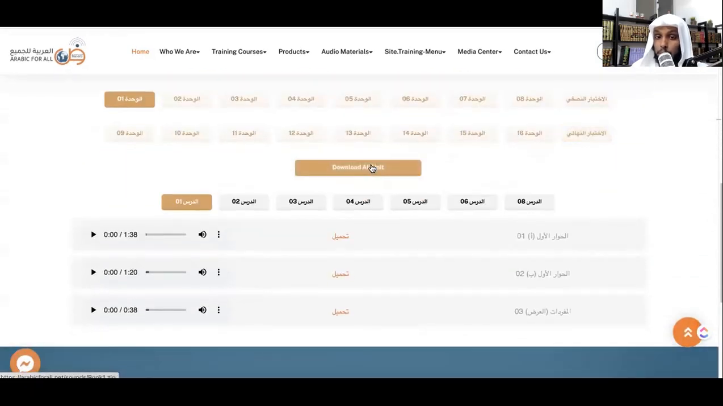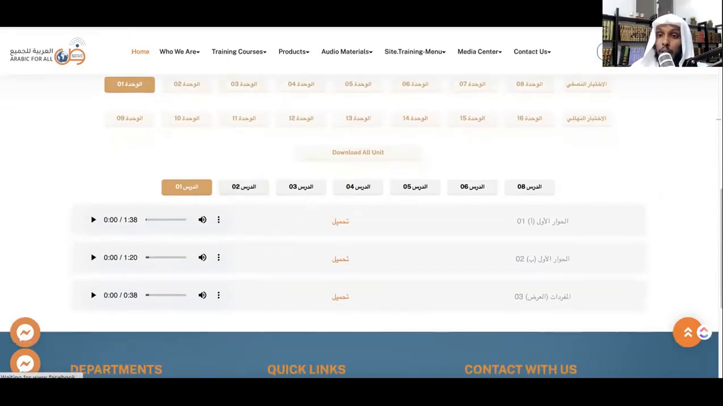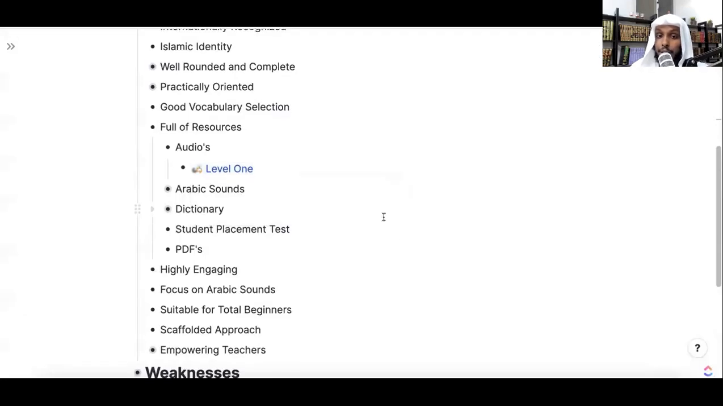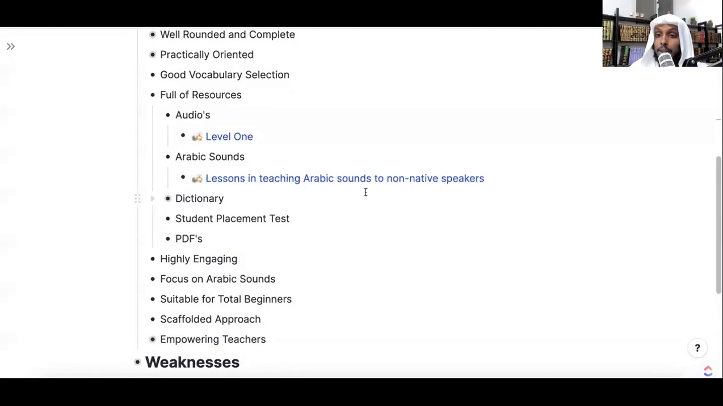So you could download all of them as one zip file, as you can see. When you buy the book and you want to access the audio, they actually have a completely dedicated website for that, where you can go to every unit and listen to the audio. So I find that very neat. They've got an Arabic sounds workbook as well with audio.